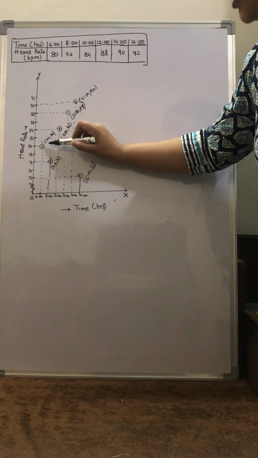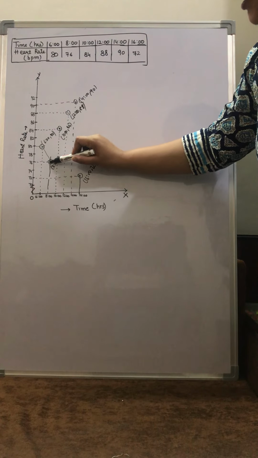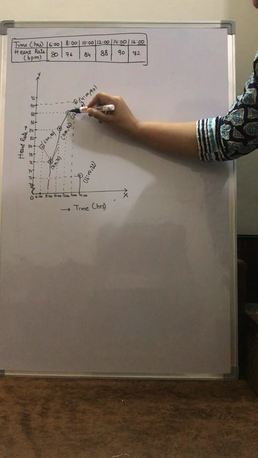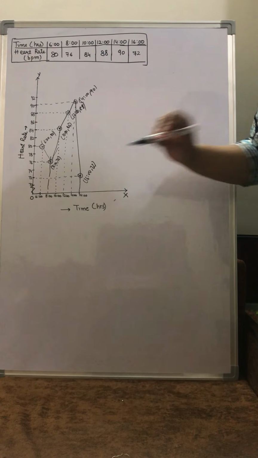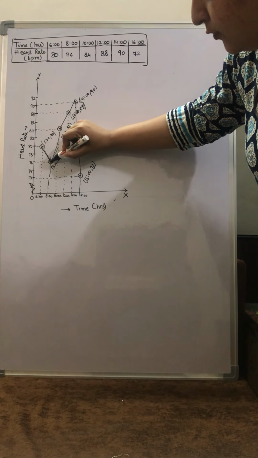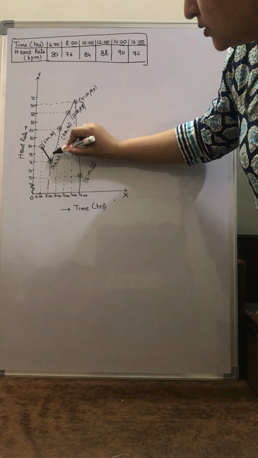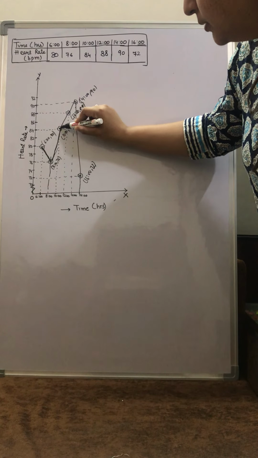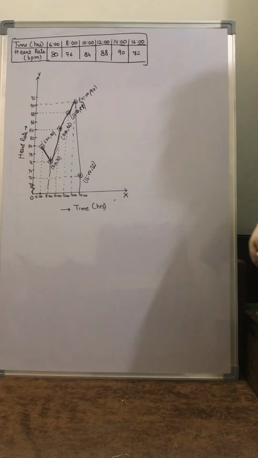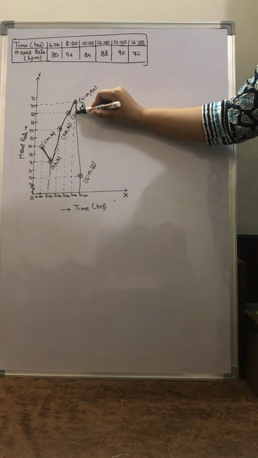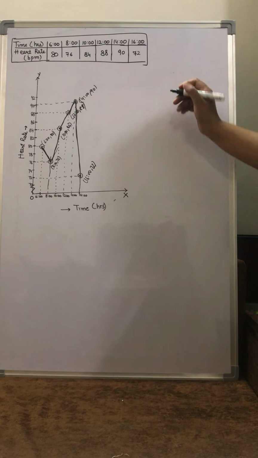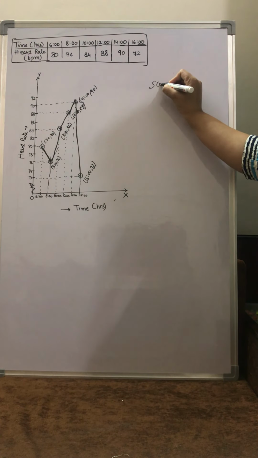Now children will join. 6 joins with 8, 8 joins with 10, 10 joins with 12, 12 joins with 14 and 14 joins with 16. So this is the linear graph you are obtaining. I'll highlight it so that it is clearly visible to you. But yes, again and again I am repeating that the joining has to be with the help of scale only, right?